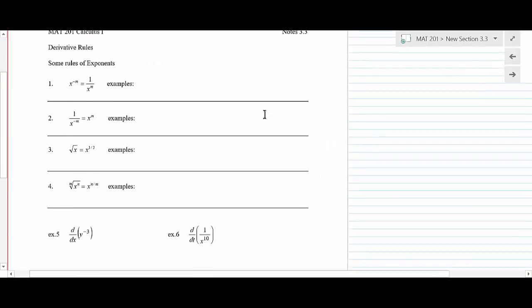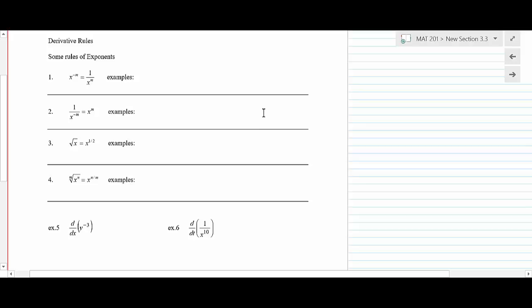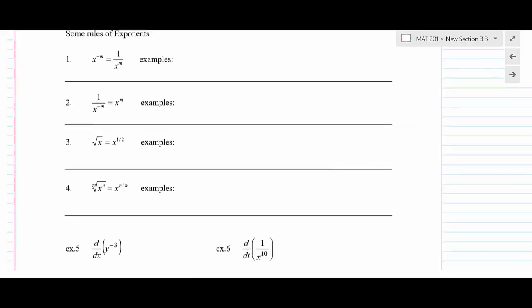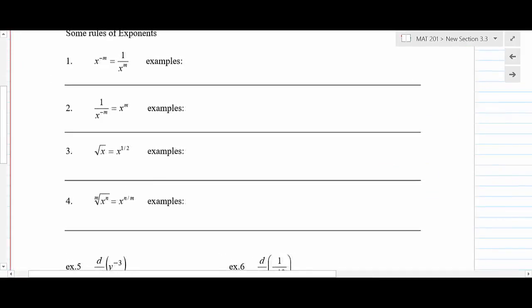Now let's go through this. We're going to do a little bit more with it. A couple of things I want to review, because sometimes students get into calculus and forget a few things. One thing you're going to do a lot in calculus when you're working with derivatives is work with negative exponents and radicals. So just a couple of algebra things I want to review here.